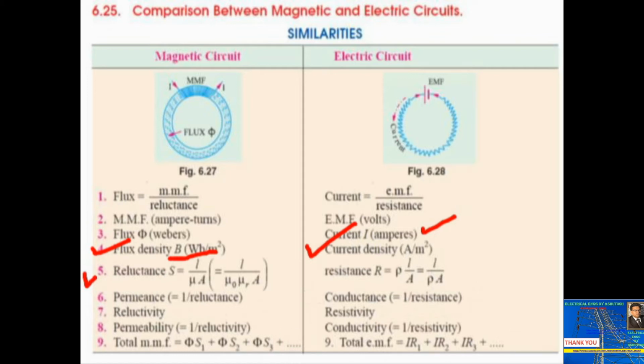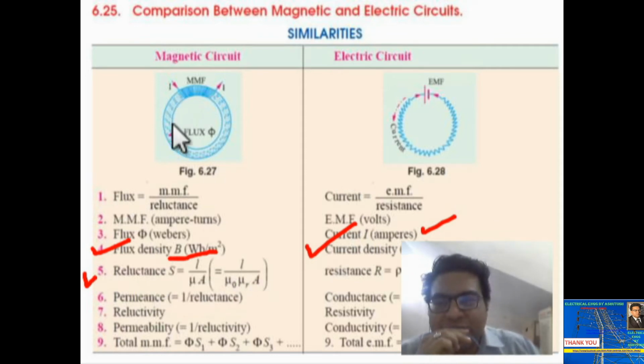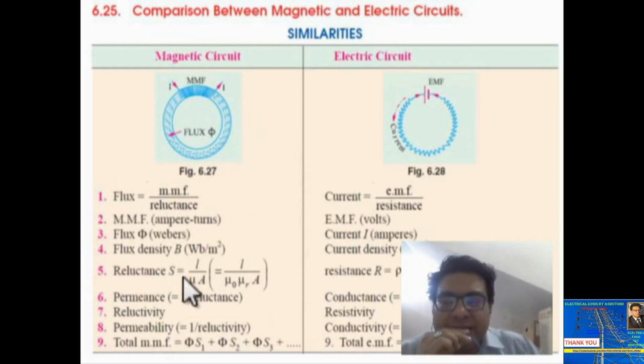So you see, reluctance means in the magnetic circuit opposition offered to the flow of flux. And this reluctance is the reluctance or resistance of magnetic core. So this is the resistance of the iron core. You see, this is a circular iron core, and guys, this will be the reluctance S of this iron core.